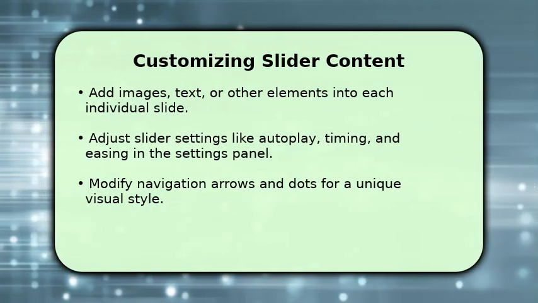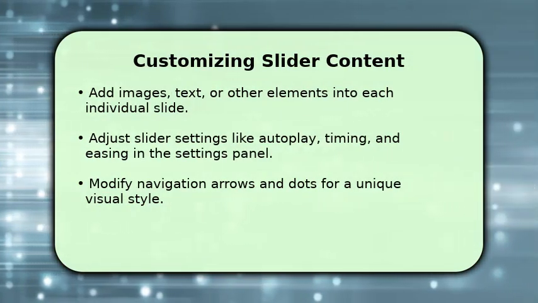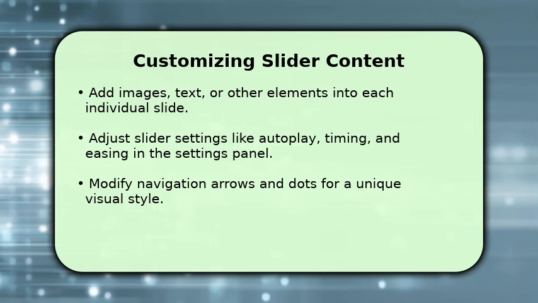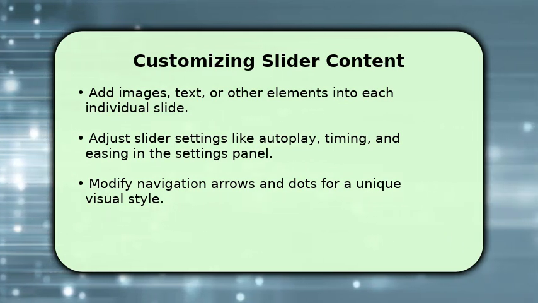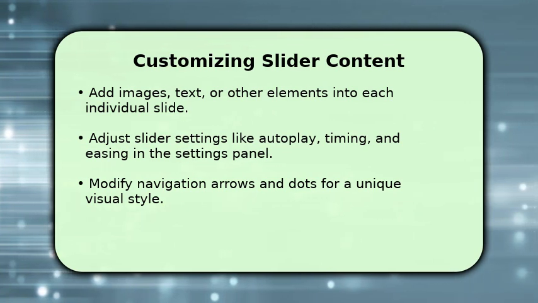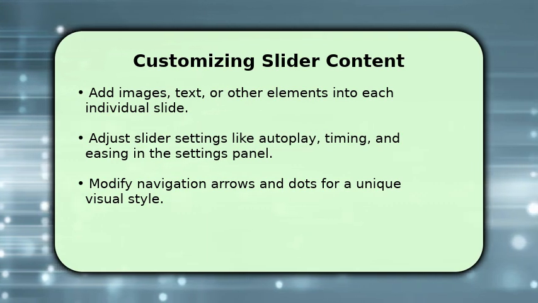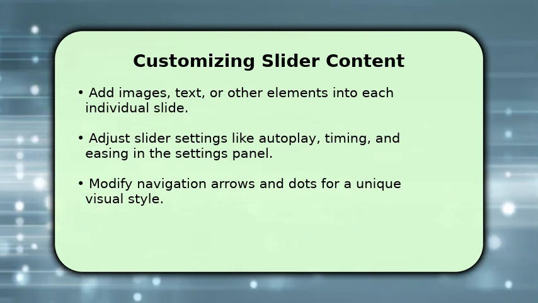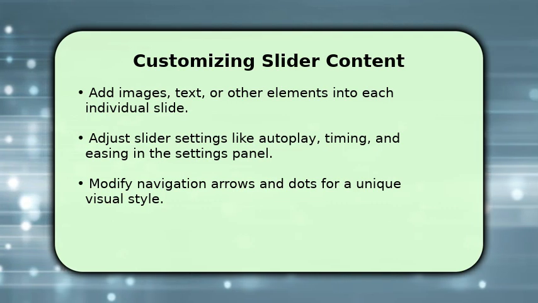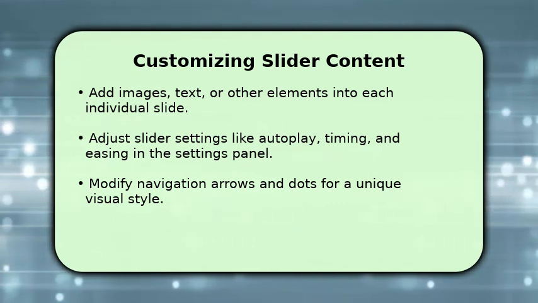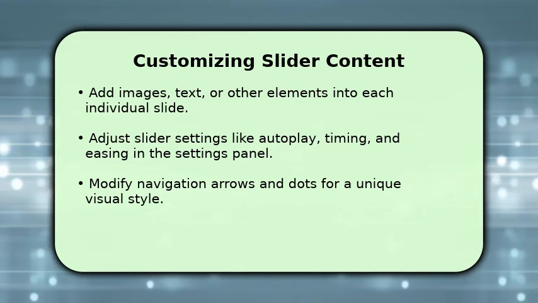Now, let's personalize your slider. Select each individual slide within the slider component and add your desired content, such as images, headings, or paragraphs. Then, access the Element Settings panel to fine-tune options like autoplay, transition duration, and easing effects. You can also customize the appearance of the navigation arrows and dots to match your site's aesthetic perfectly.